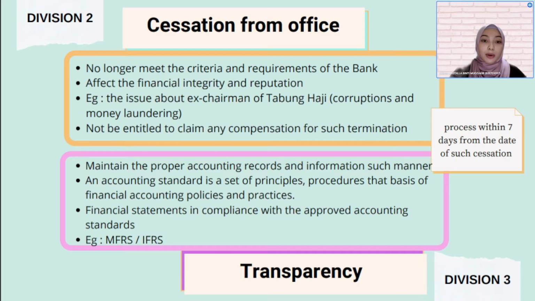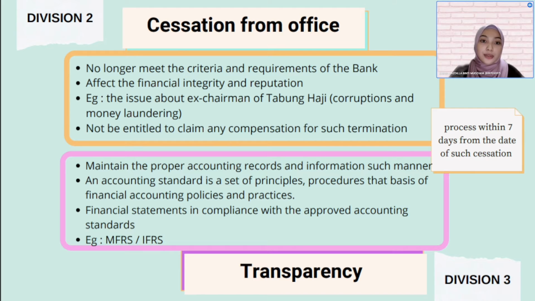If a member of the board of directors is involved in a case that does not meet the requirements, the institution shall immediately terminate the appointment and remove the chairman or board of directors from office. They are also not entitled to claim any compensation for the termination. The institution will notify the bank in writing of the fact that a person has ceased to hold office. The case may be processed within 7 days from the date of the cessation in order to determine the reasons for the termination.